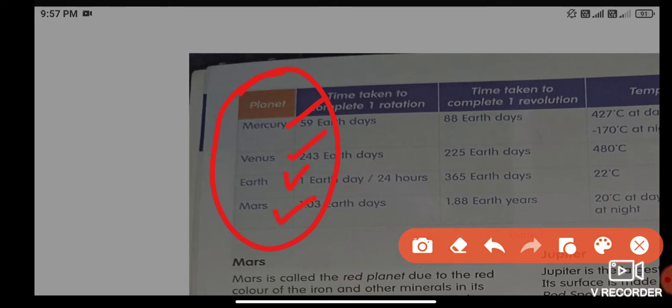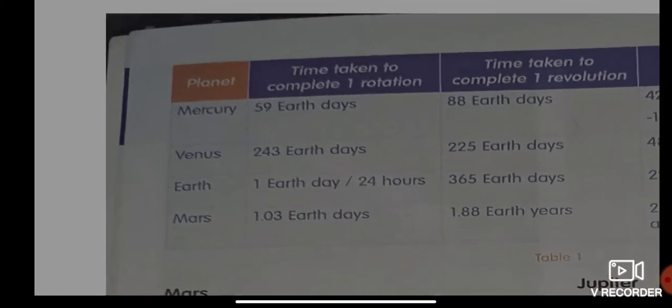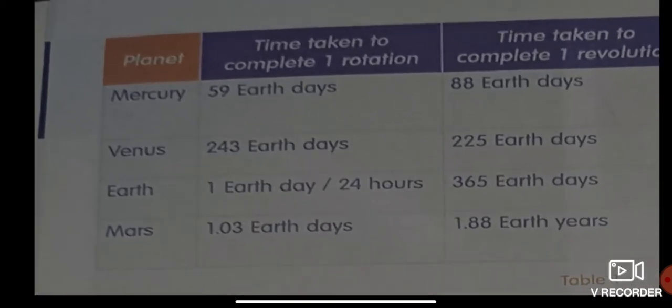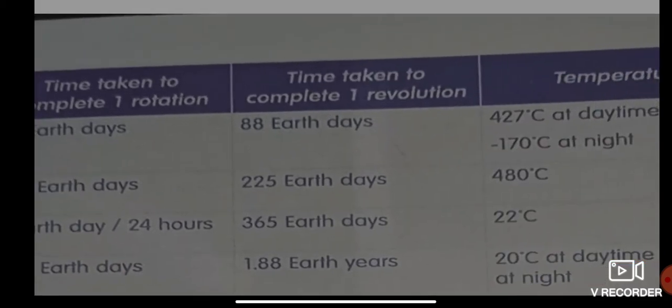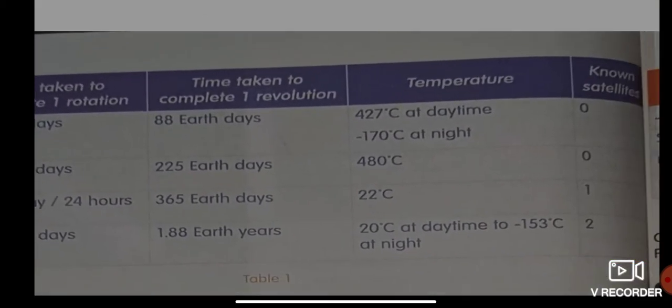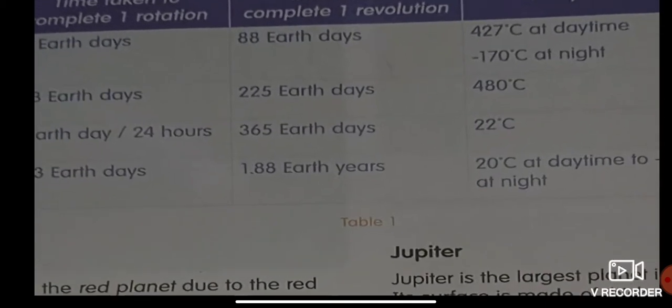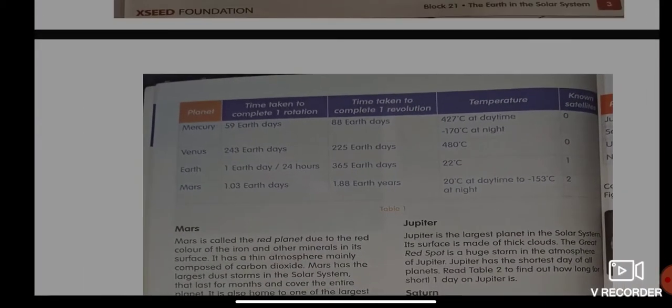Time taken to complete one rotation: for Mercury it is 59 Earth days, and for Venus it is 243 days. For Earth, one day is 24 hours. Similarly, for Mars, it is 1.03 Earth days. That is the time to complete one rotation. And this is revolution. Similarly, please check from your textbook, from table 1, after you are done reading the inner planet.